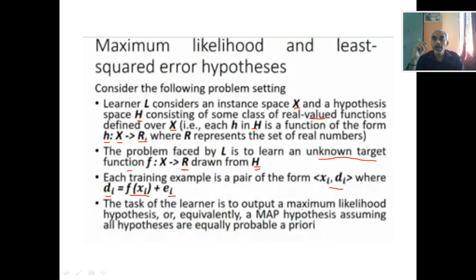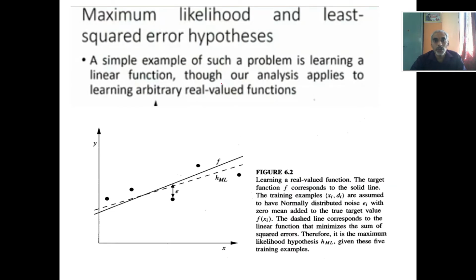So now the task of our learner is to give an output which is the maximum likelihood hypothesis, or in another term we can call it the MAP hypothesis, maximum a posteriori hypothesis, assuming that all hypotheses are equally probable a priori. That means we are assuming that all hypotheses have equal probabilities initially.